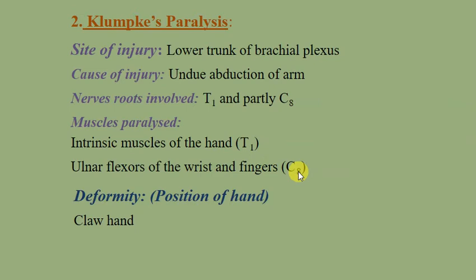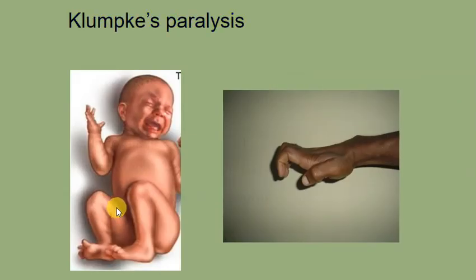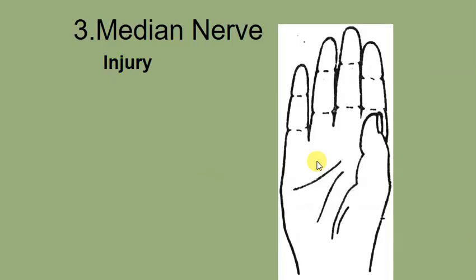The hand will appear like this. What is the position of the arm in the deformity? It is claw hand. The position of the arm in the deformity is claw hand. You can see how Klumpke's paralysis appears: this is in the baby, and this one here is in an adult. This is how the position can be seen, and it is called the claw hand.